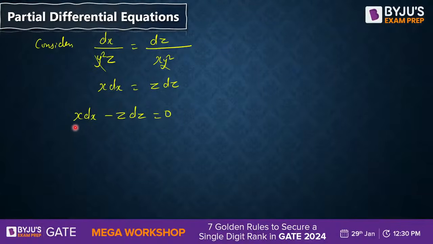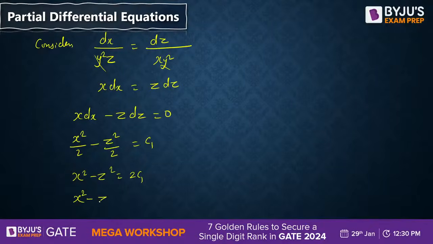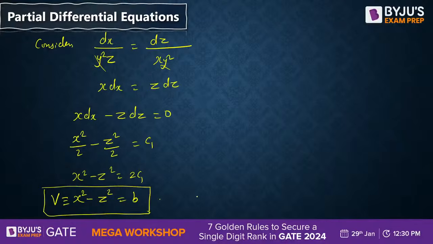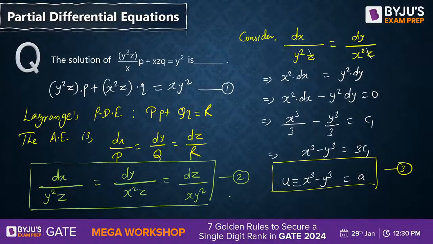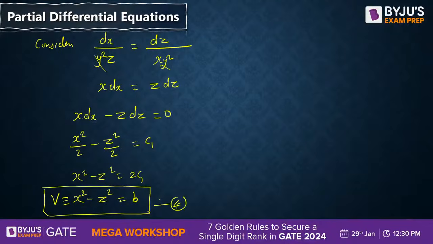So students, once you integrate this, what you will get? x square by 2 minus z square by 2 equal to, say, another constant c1. So x square minus z square equal to 2c1, and we are just replacing this 2c1 by another constant b. So this is another solution. Yes sir, this is our fourth equation. So I hope you got the solution now.